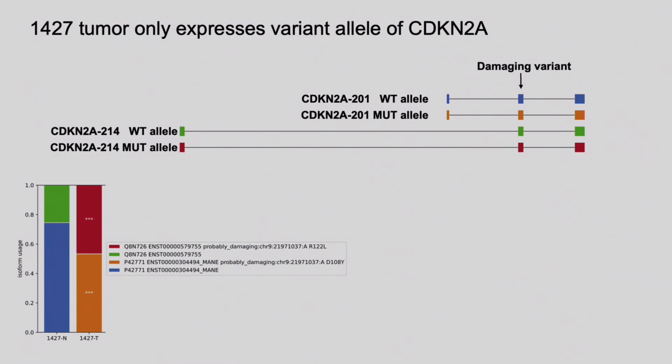For CDKN2A, we also see a bias towards the mutant allele, although it's a complete bias. We have a complete switching in both isoforms from the wild-type allele in the normal sample to the mutant allele in the tumor sample. And what's likely happening here is that one allele of CDKN2A is getting deleted, while the other has a variant. However, we can also identify this change in splicing, right? This increased usage of the CDKN2A 214 isoform.